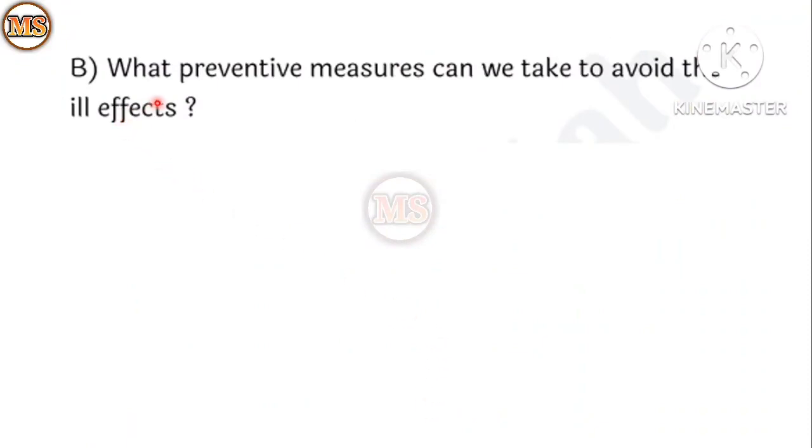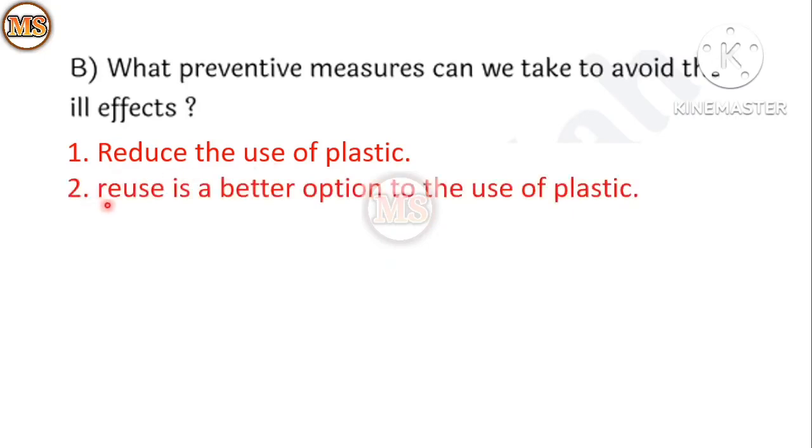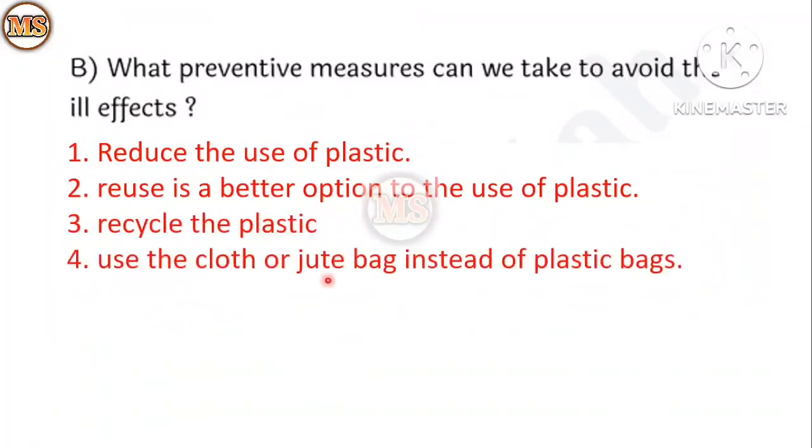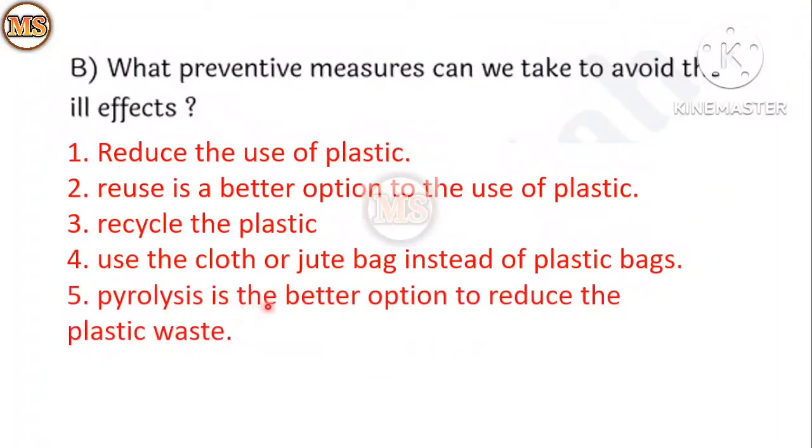And the second question, what preventive measures can we take to avoid ill effects? So we can write: reduce the use of plastic. Second one, reuse is a better option than the use of plastic. Third one, recycle the plastic. Use cloth or jute bags instead of plastic bags. Pyrolysis is a better option to reduce plastic waste. So these are the points we can write as preventive measures to avoid the ill effects due to plastic.